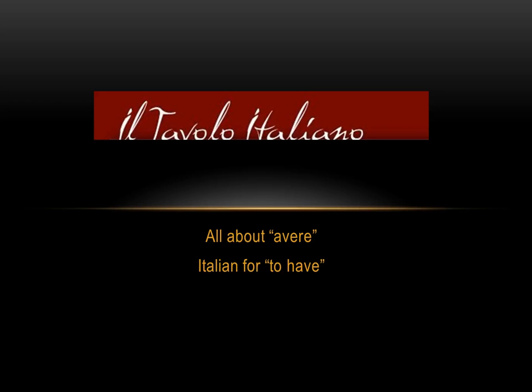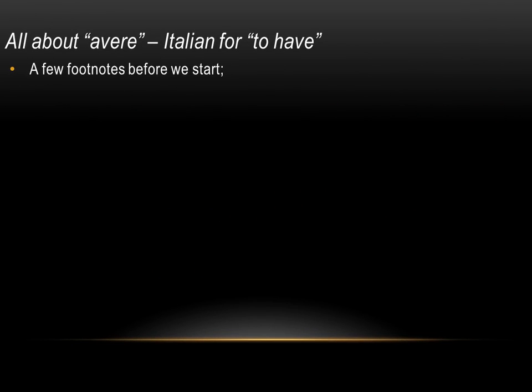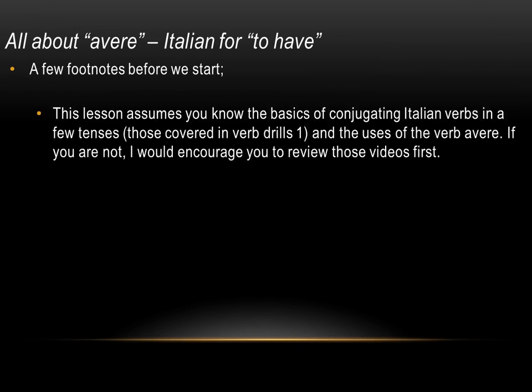In this lesson, we're going to be looking at the various tenses for avere, which is Italian for to have. A few footnotes before we start. This lesson assumes you know the basics of conjugating Italian verbs in a few tenses, those covered in Verb Drills 1, and the uses of the verb avere. If you are not, I'd encourage you to review those videos first.